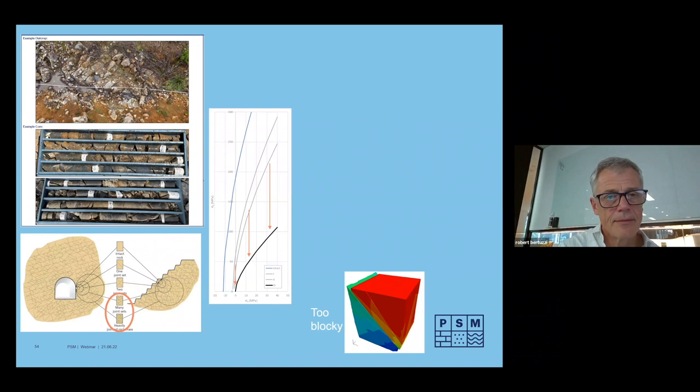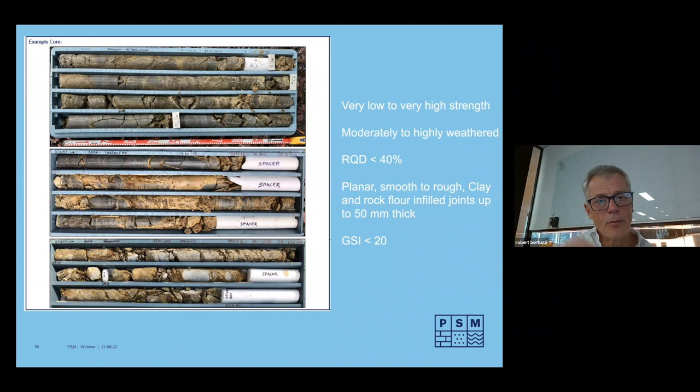Move on to the poorest rock mass that we have at this particular site. I note that the GSI is less than 20. So, Ted Brown's view: treat it cautiously with less than 30. It's also very variable in strength. There are pieces of intact rock which might still be of very high strength, and then there are pieces of rock that aren't. So there's a lot of variability here.